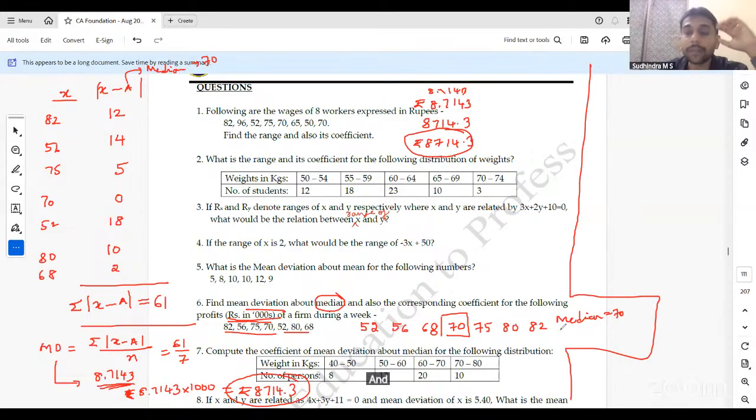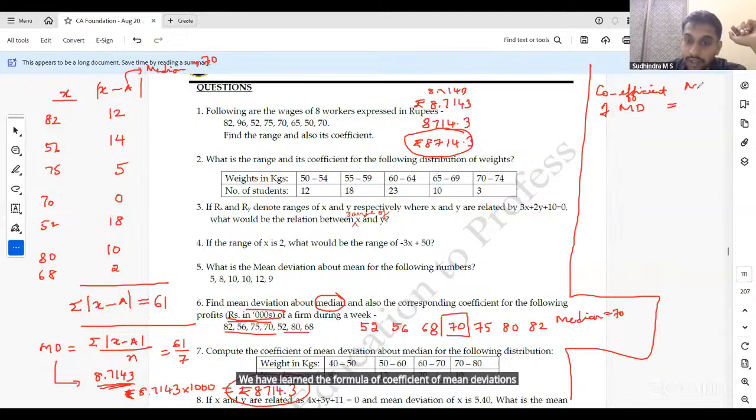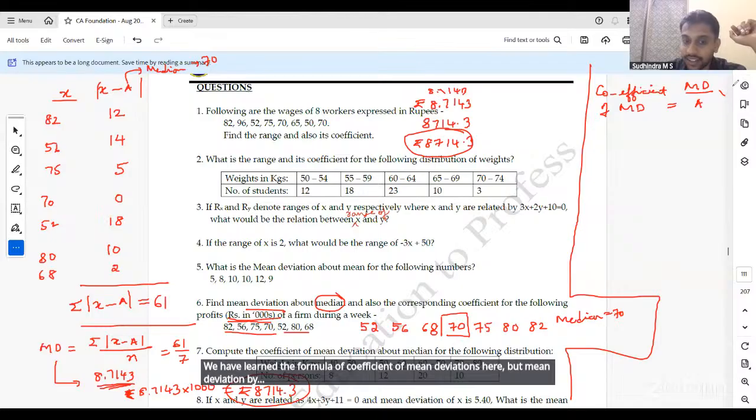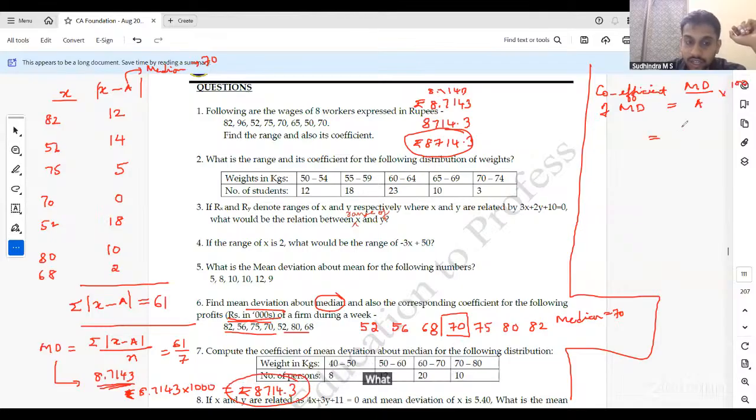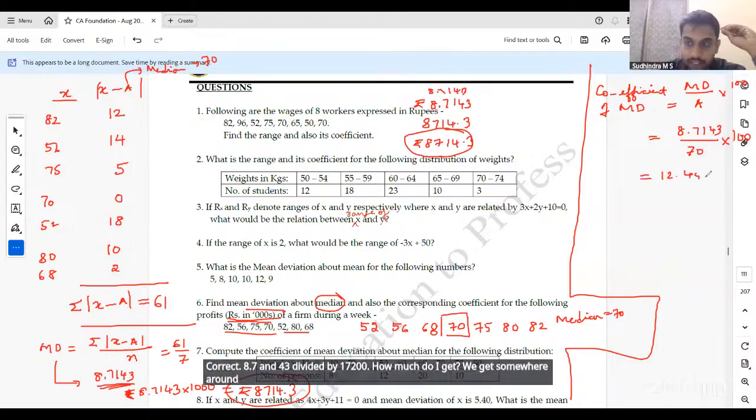And they do not stop at that point. They're also asking us the coefficient of mean deviation. We have learned the formula of coefficient of mean deviation: mean deviation by A into 100. Correct? What is the mean deviation? 8.7143. What is A? A is the median. Median is 70. So 8.7143 divided by 70 into 100. We get somewhere around 12.45 percent.